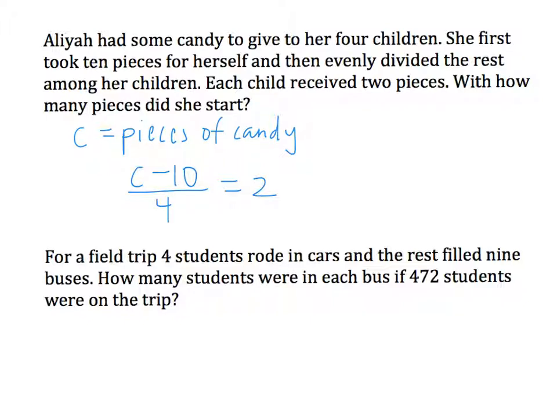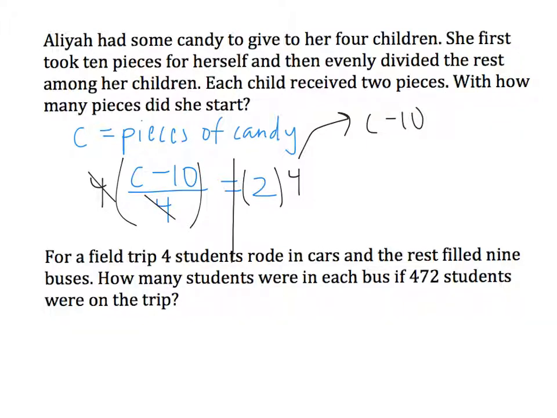Now let's go ahead and solve that equation. What I will do is multiply both sides by 4. I'm going to run out of room here. So if I multiply by 4, I'm just left with C minus 10 equals 8. And I'll add 10 to both sides and get C equals 18. So she started with 18 pieces of candy.